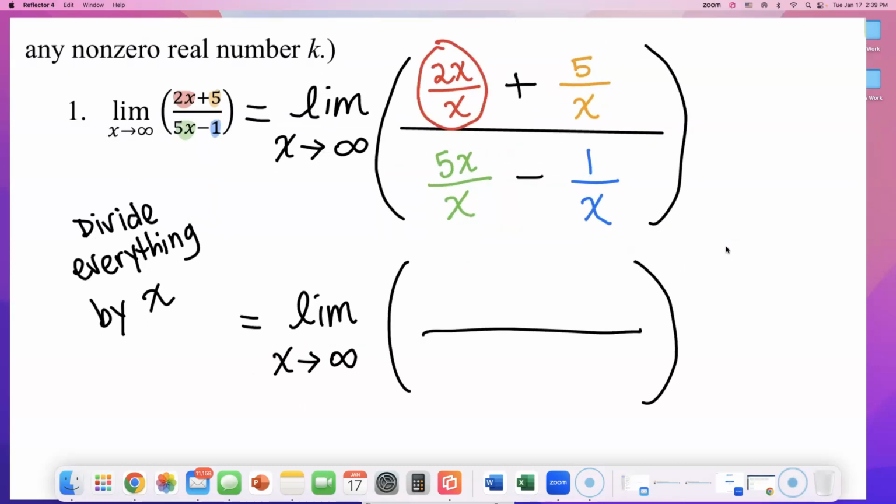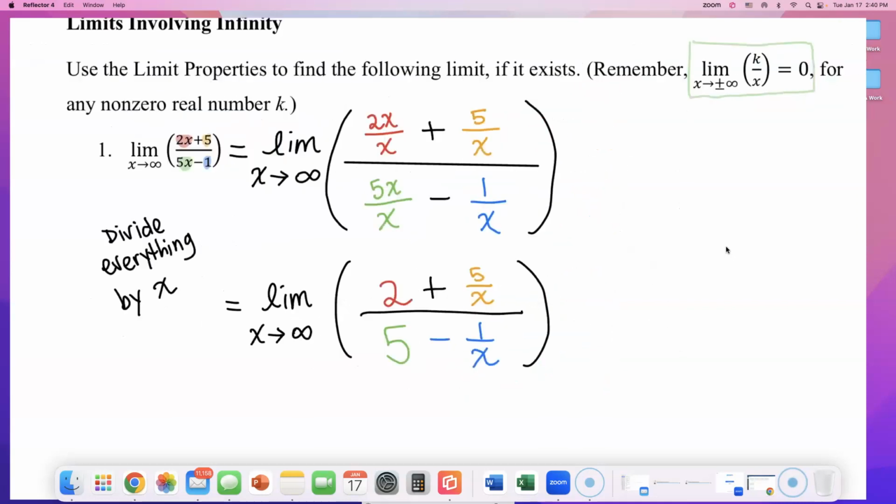2x divided by x is 2, plus, the orange cannot be simplified any further, 5 over x, right? But the green in the bottom, that can be simplified. 5x divided by x is 5. And then what about the blue? That's still 1 over x. That cannot be simplified.